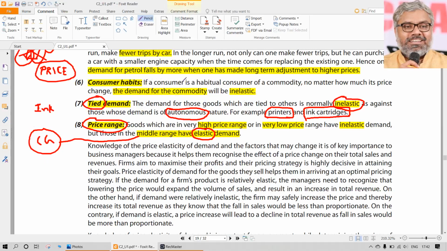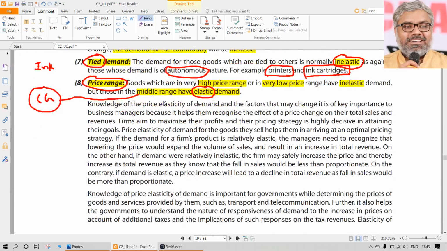So irrespective of the price, the consumer wants to have it. He needs that. If that is the case, then definitely the price elasticity will be very low. Also, you have to check whether the product has a tied demand or an autonomous demand. If it has a tied demand, then it will be relatively inelastic. If it has autonomous demand, then it will be elastic.